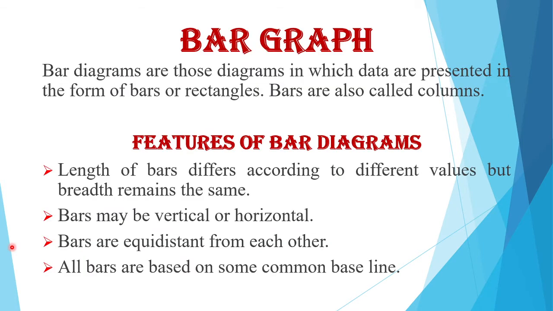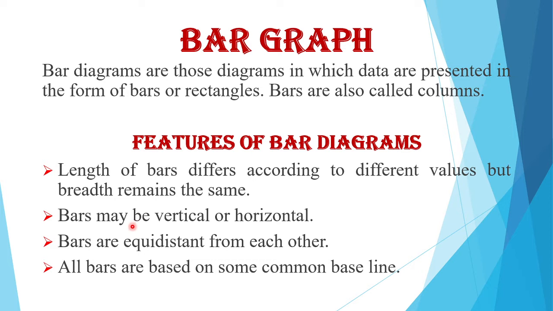So let us start first with the bar diagrams. Bar diagrams are those diagrams in which data is presented in the form of bars or rectangles. They are also called columns. Now, what are the features of a bar diagram? The very first is that the length of the bars differs according to different values, but the breadth remains the same. The second feature is that we can draw it in vertical or horizontal form.